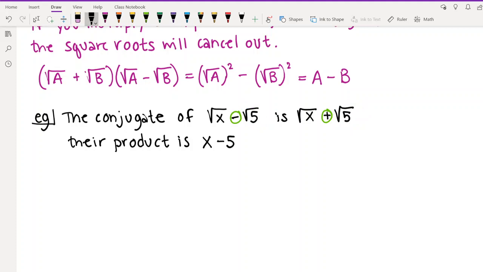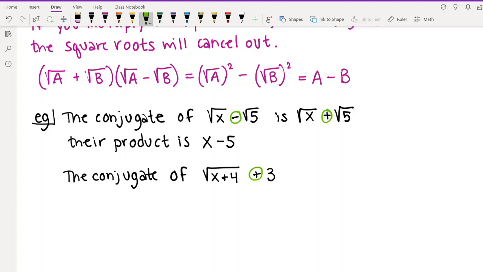Okay, so one more example before we get into an actual limit. Let's try to find the conjugate of square root of x plus 4, plus 3. So this is an example where we only have one square root, but that's okay. It doesn't matter. As long as there's one square root in there, you can still find the conjugate. So what would be the conjugate here? Well, all we want to do is change this plus sign to a minus sign.